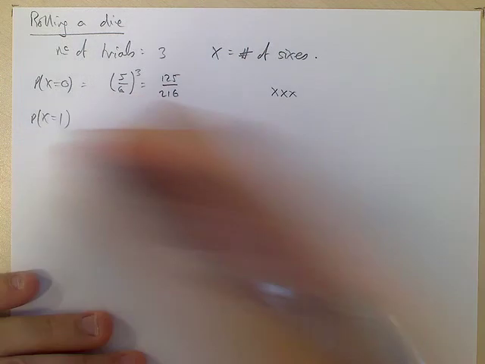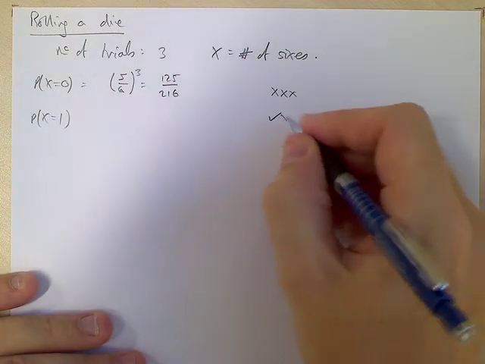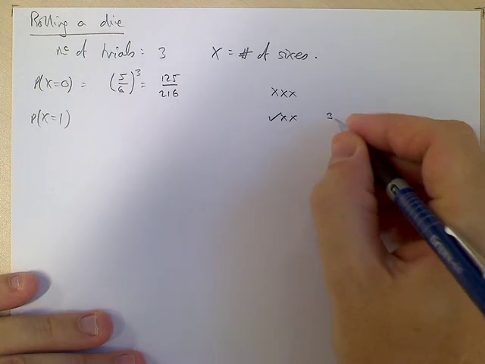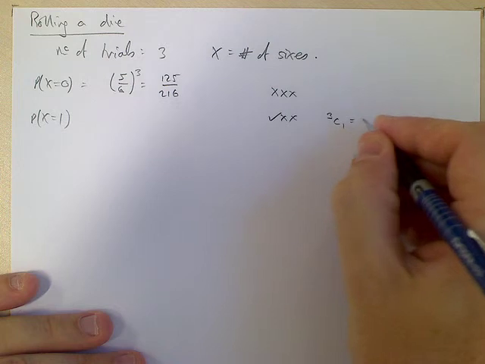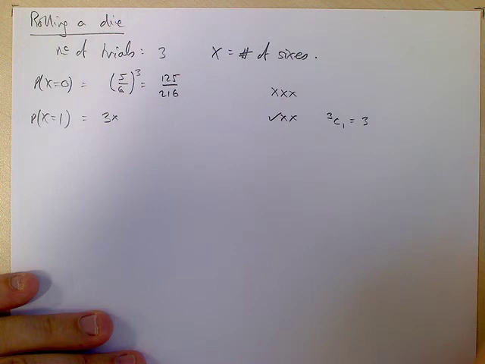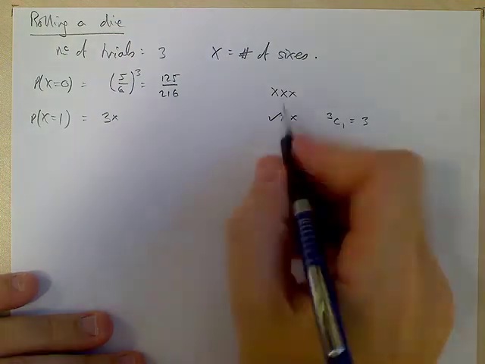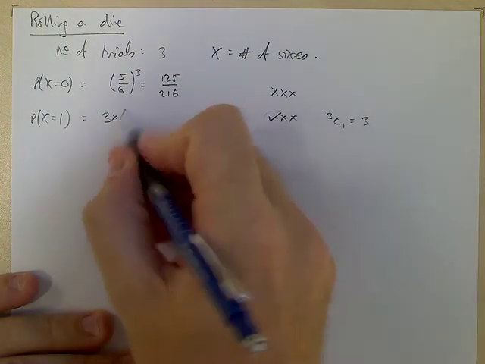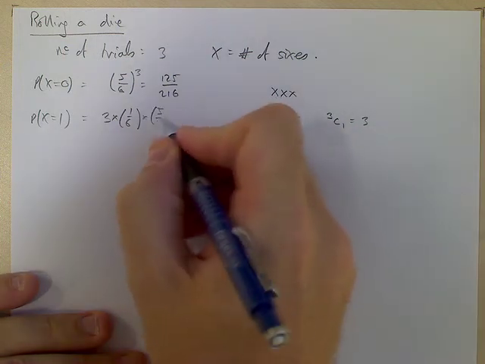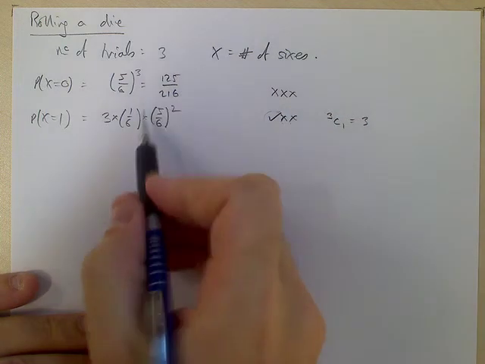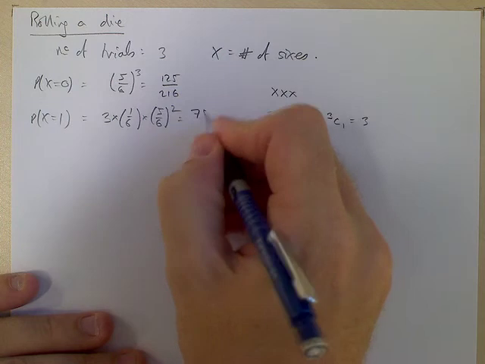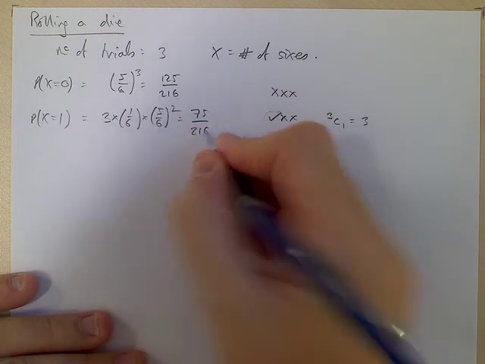Probability of x being 1. What do I need? I need 1 six and 2 fails. I already know that there are 3 ways of doing that: 3 choose 1 is 3. So I've got 3 lots of... This is where I have to be careful about successes and failures. The probability of a success in this case is 1/6. The probability of the failures is 5/6. So I need to split this into successes and fails. So here I've now got 75 over 216.